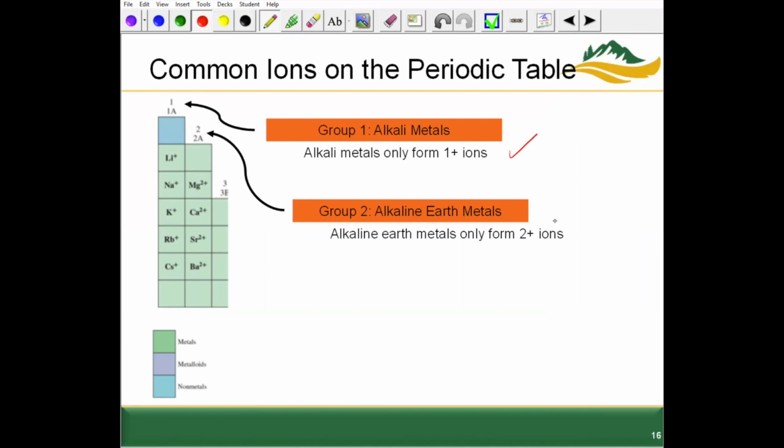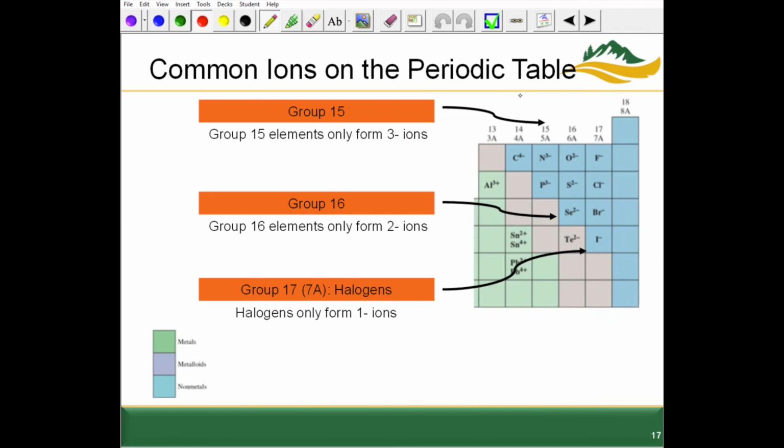Alkaline earth metals form +2 ions. These are both cations, right? Cations are positively charged. Next here, group 15 or group 5A, we know we can call this as well. These elements up here typically form 3- anions. We go over one group, right, to group 16 or group 6A. These predictably form -2 anions. Another important one here is that the halogens in group 17 or group 7A, they will predictably form -1 anions.